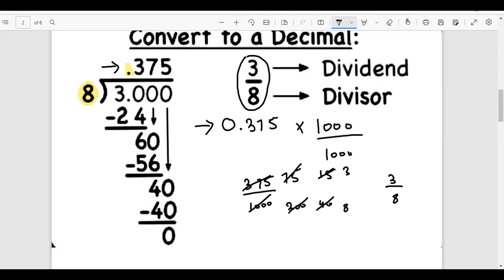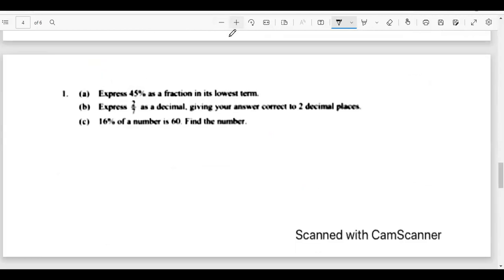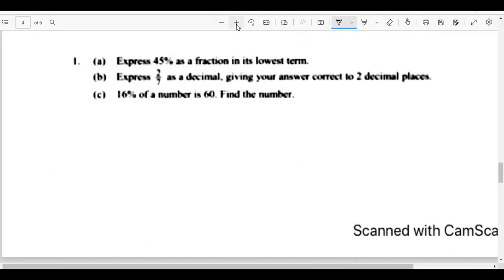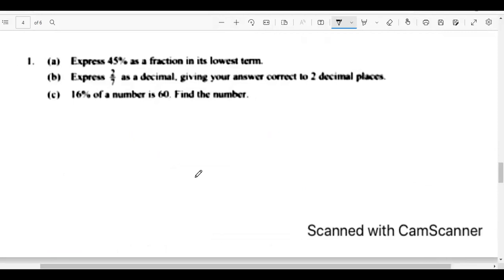Okay, all right, let's talk about some past paper questions then. Now it says, express 45% as a fraction in its lowest terms. Part A of this question says you have a percentage number and you need to convert it to a fraction. We did not discuss this, so let's discuss it over here.